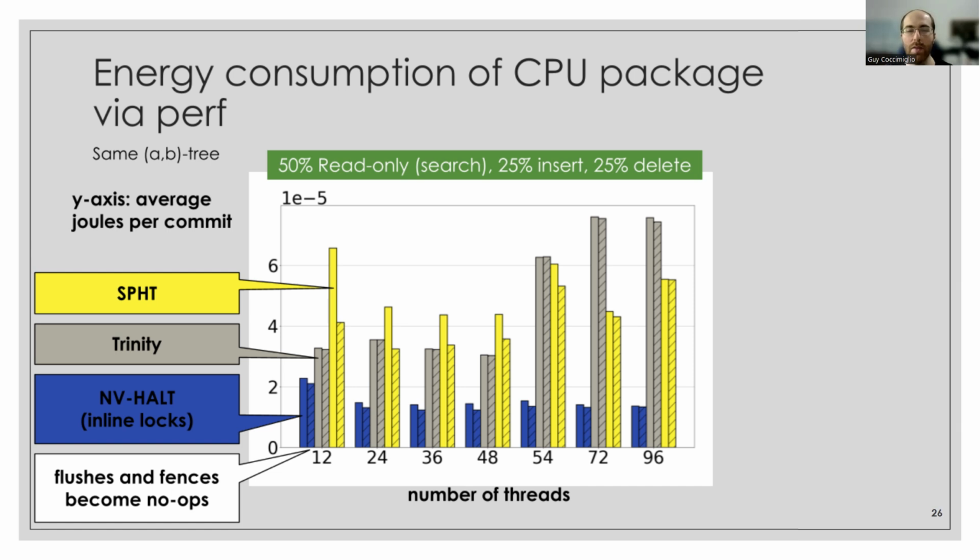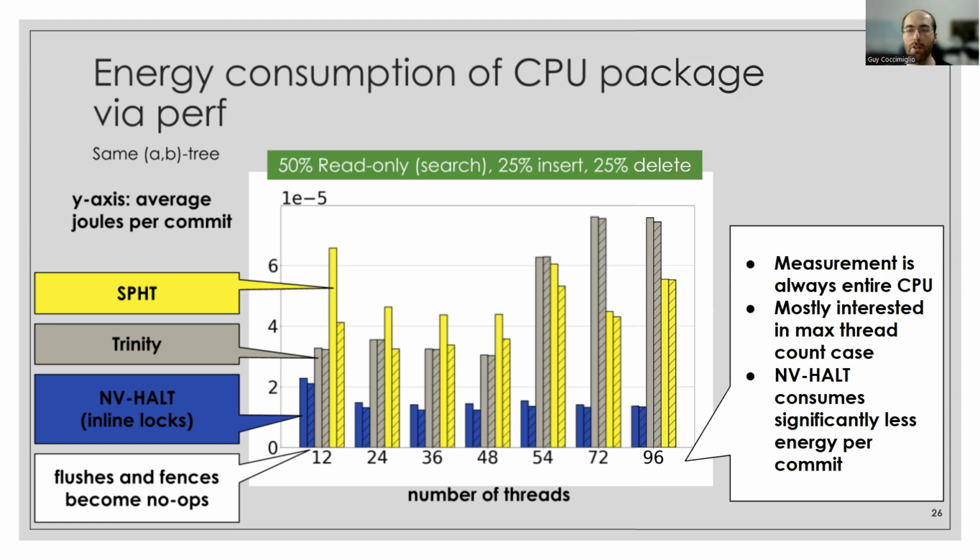Now, in this case, we can see that Nv-Halt consumes significantly less energy per commit in all thread counts, but we're mostly interested in the 96 thread count because this is the maximum number of threads in our system. And when you measure energy consumption with perf, you can't differentiate between different cores.